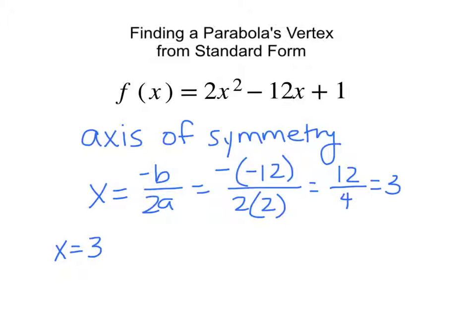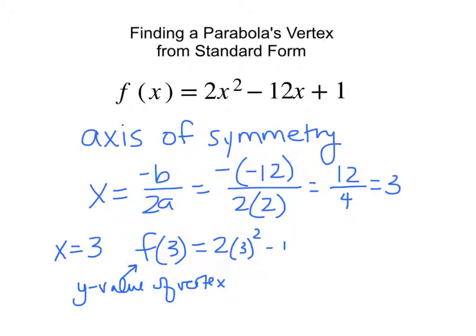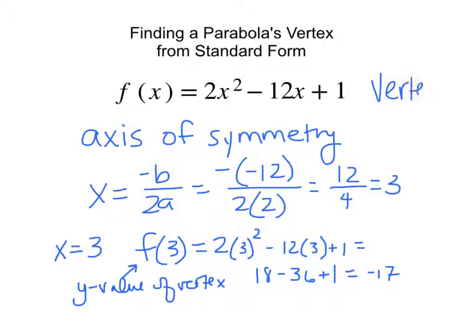So I now have my axis of symmetry and I want to find my vertex. You can take that and plug it in, find f of 3, and that's going to give you the y value of that vertex. So 2 times 3 squared minus 12 times 3 plus 1. All right, so 2 times 9, so 18, minus 36 plus 1, negative 36 plus 1, negative 17. Let me double check that. Yep, got it. So the vertex of this parabola is 3, negative 17, and I didn't have to complete the square to find it.